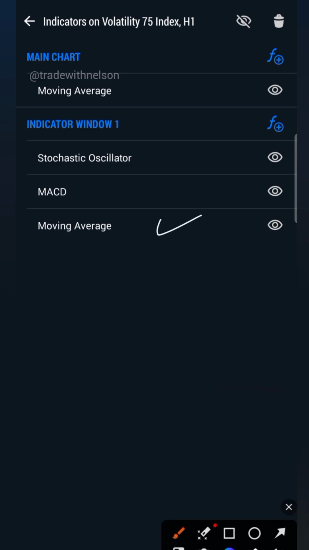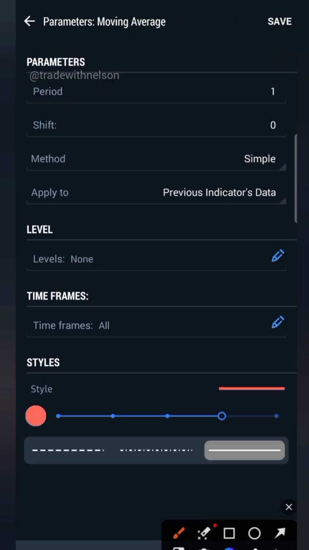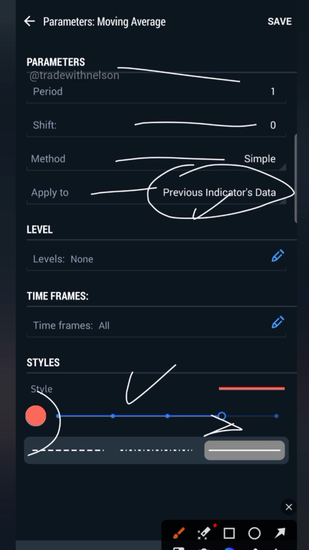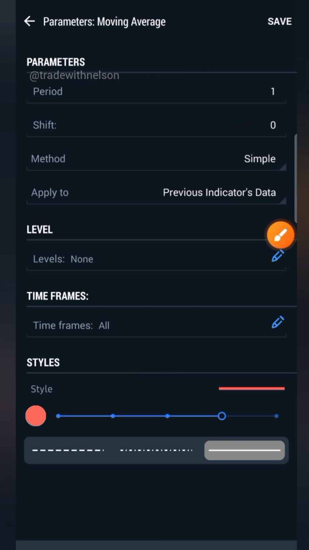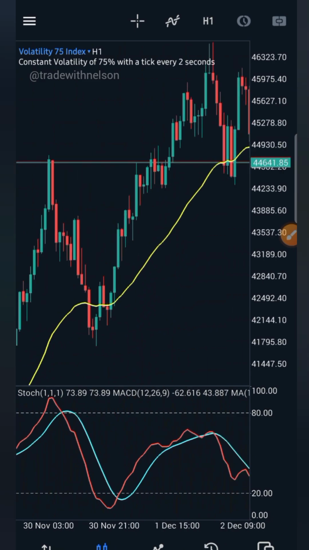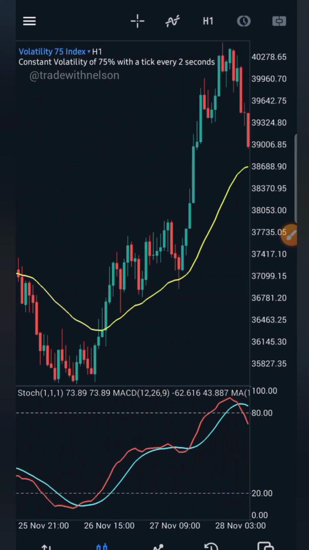And for the last indicator, which is another moving average, click on the F icon on the indicators window 1 and search for your moving average. Make the period 1, shift 0, method simple. Apply to previous indicator's data. This is also very important. For the style, color of your choice, 4px. After that, you click on save. So that is basically the settings to this indicator. If you follow it correctly, your chart will look exactly as what you see over here.